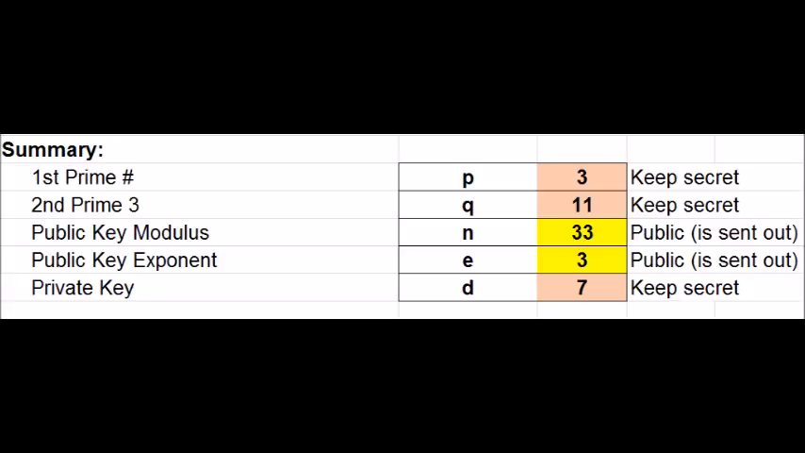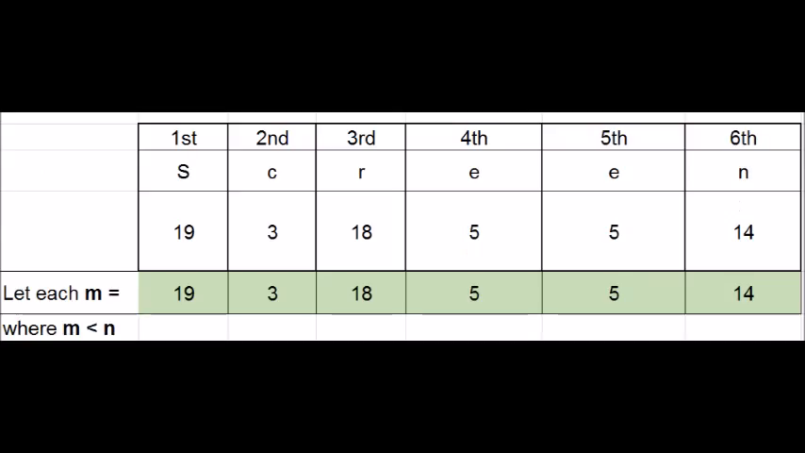So we're gonna use screen. We're gonna encrypt the word screen. Okay. So what we do is we convert each individual letter into a number, and for simplicity, we're gonna just have it equivalent to what it is in the alphabet. So S is equal to 19 because it's the 19th letter.